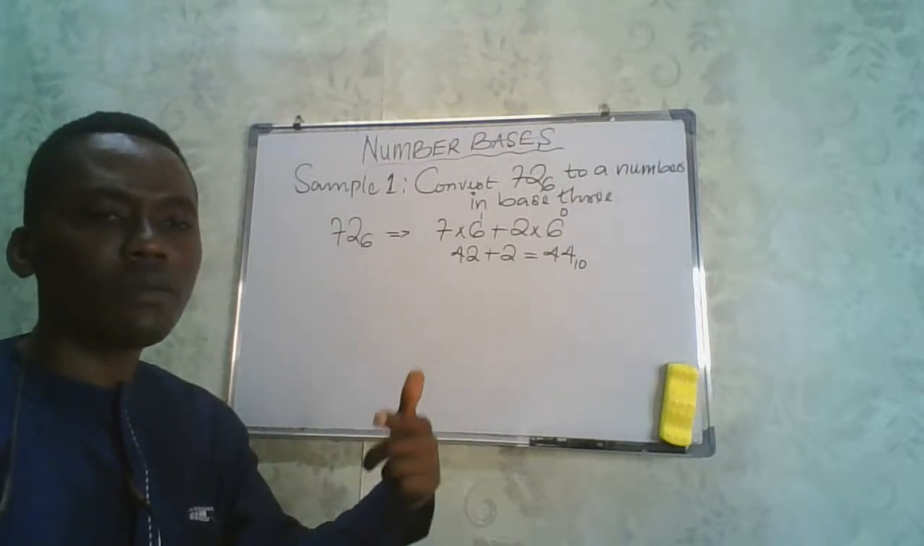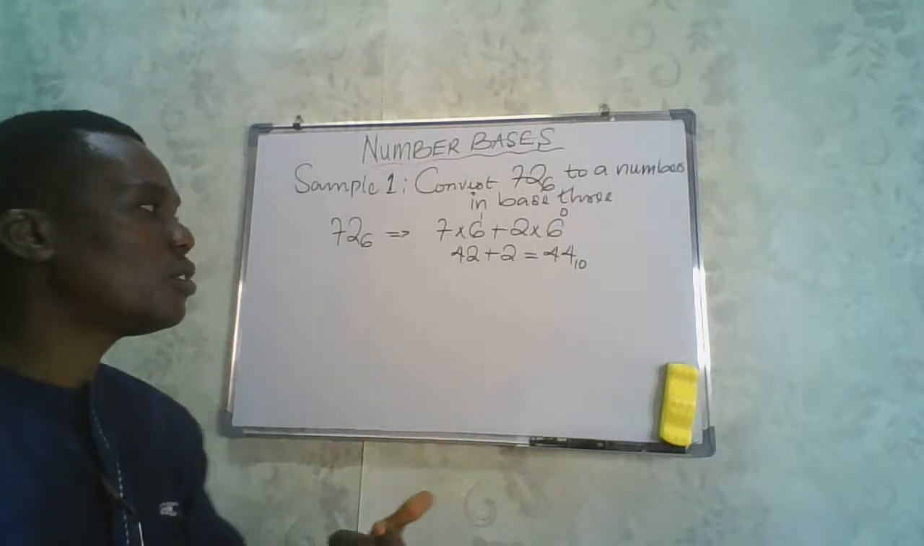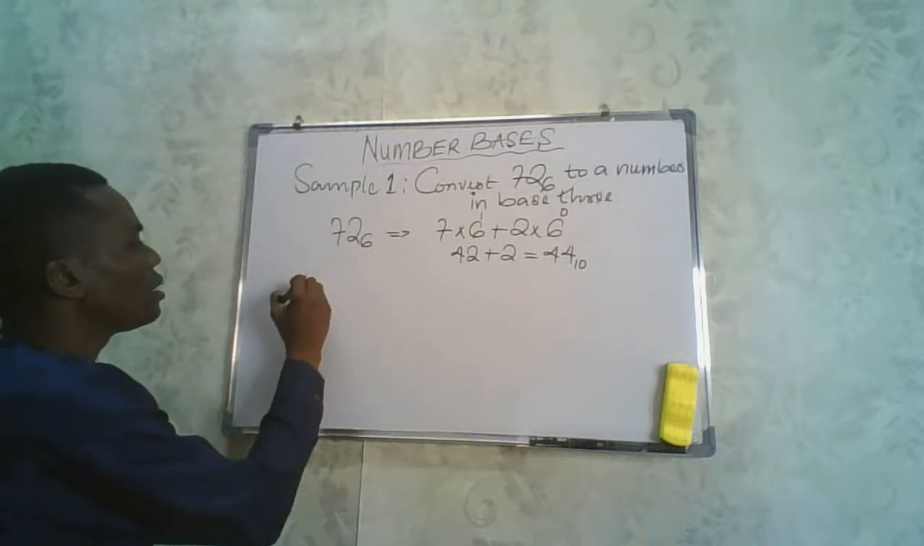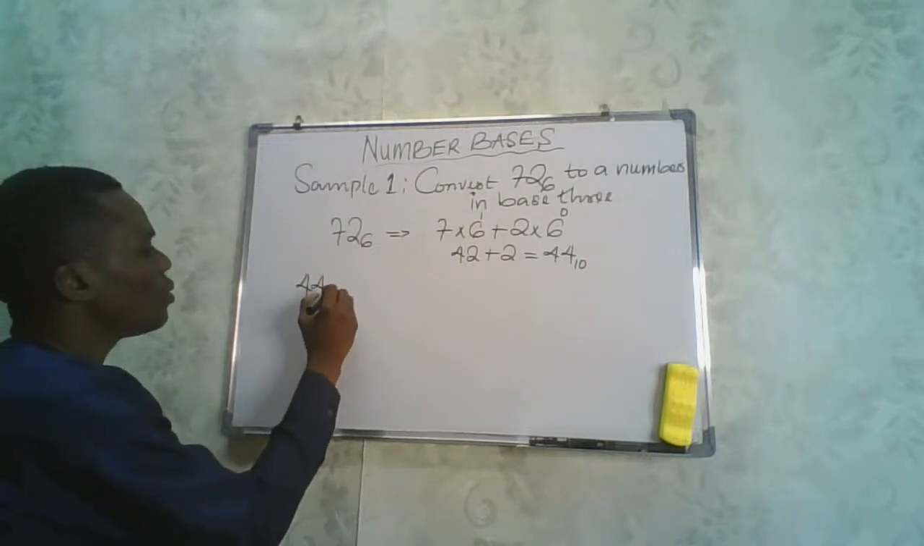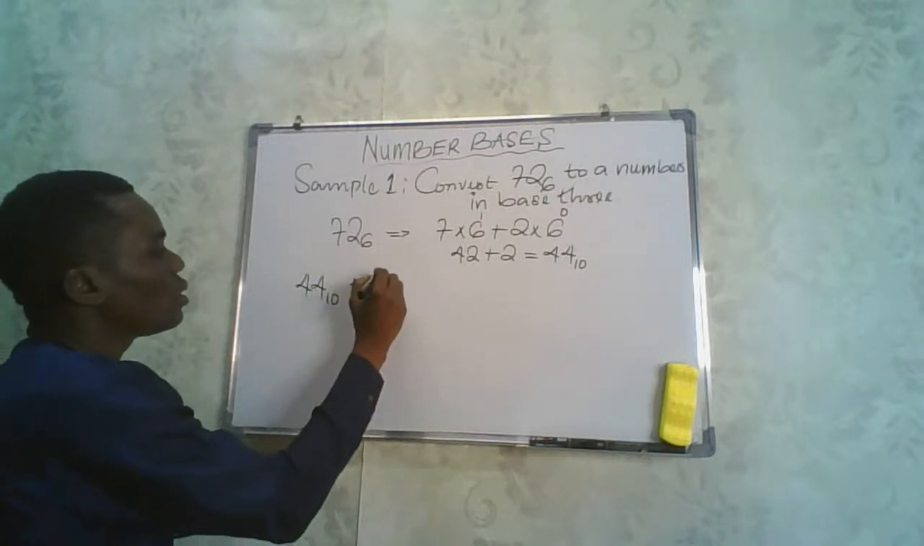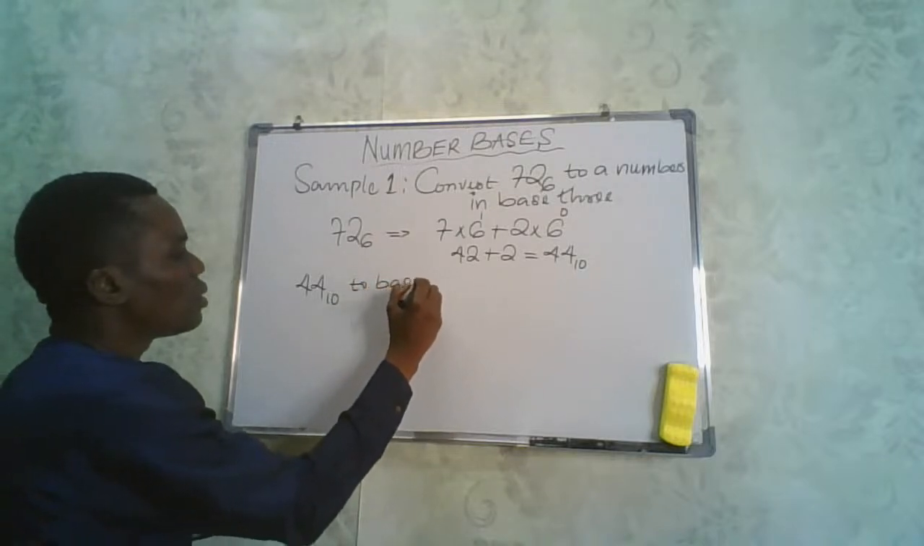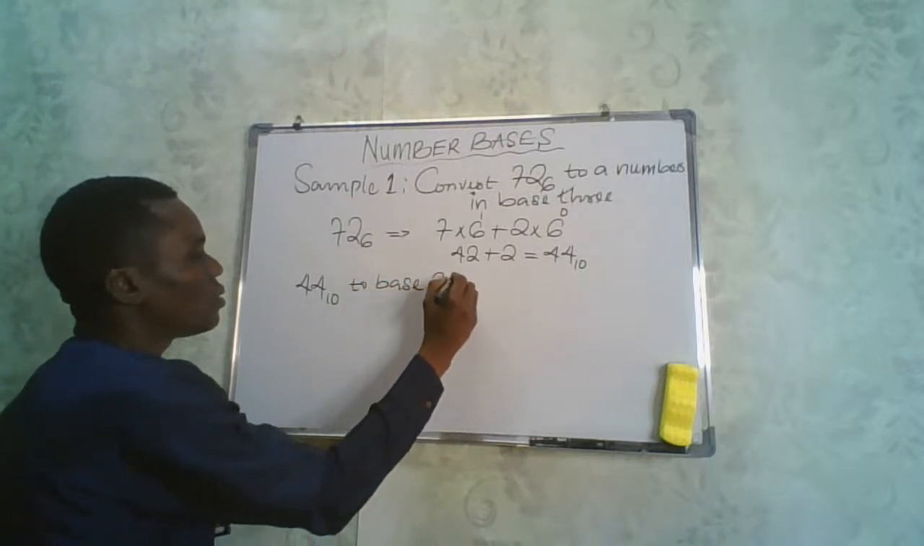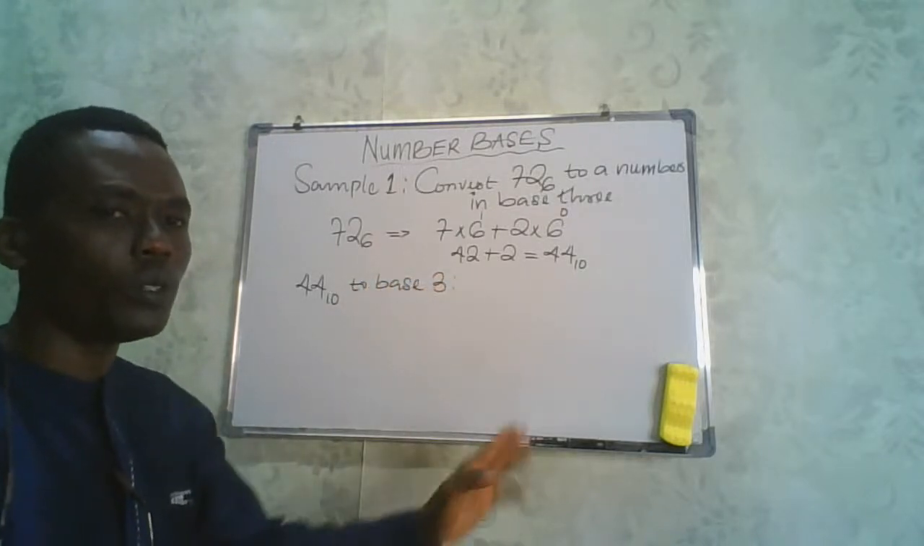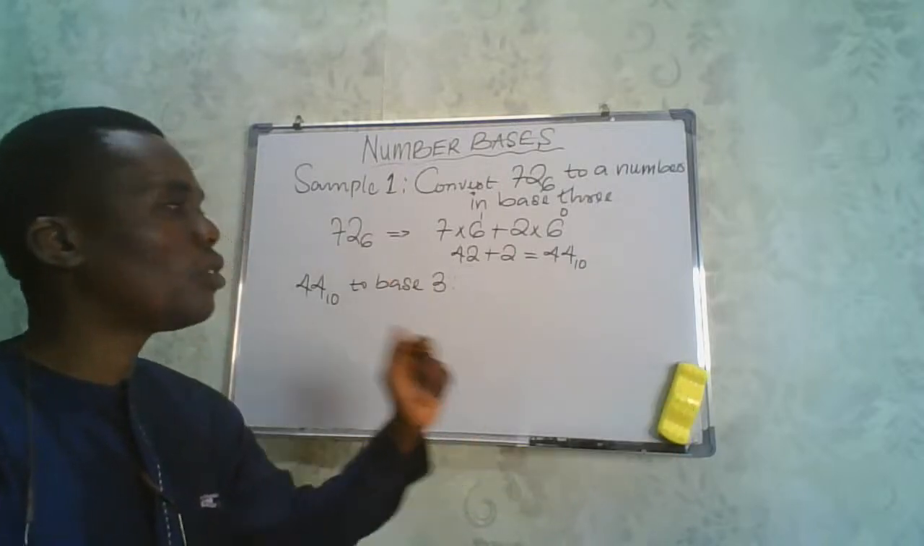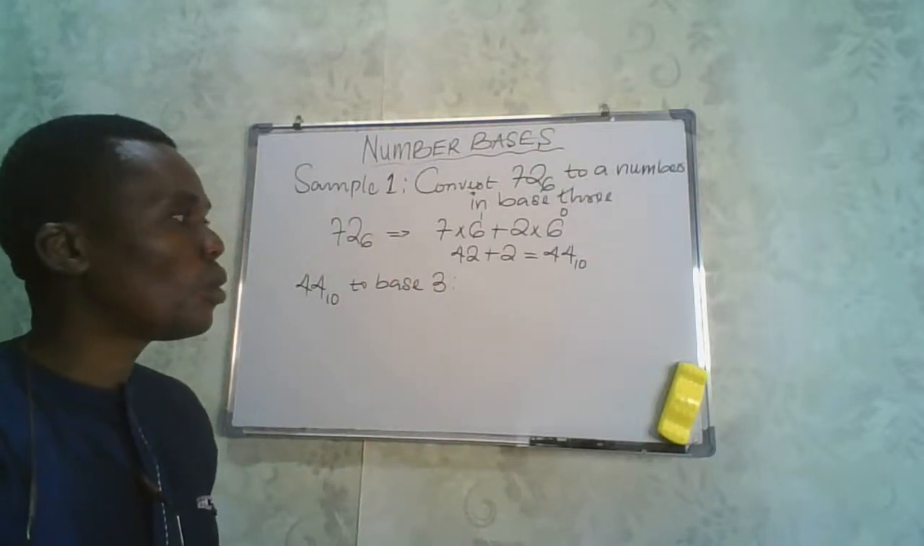Now, having gotten that value in base 10, that gives us the liberty to convert the result, which is 44 in base 10, to base 3. And once we do that, in just the twinkling of an eye, our result will pop up.